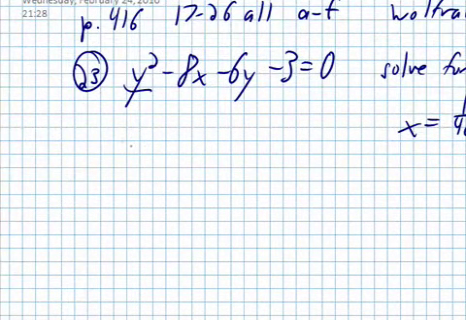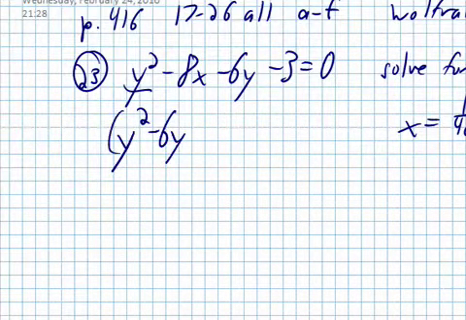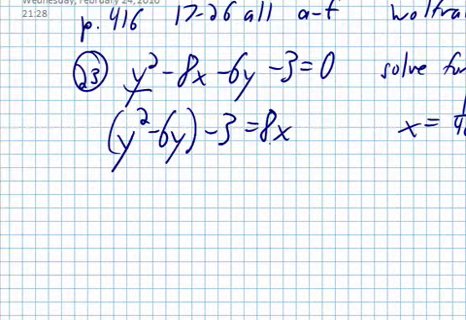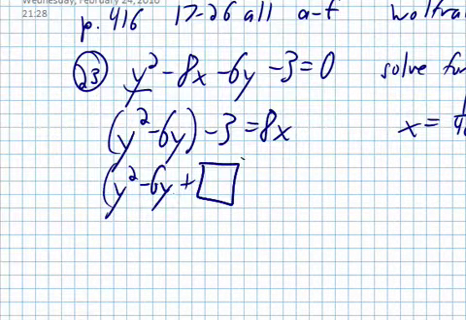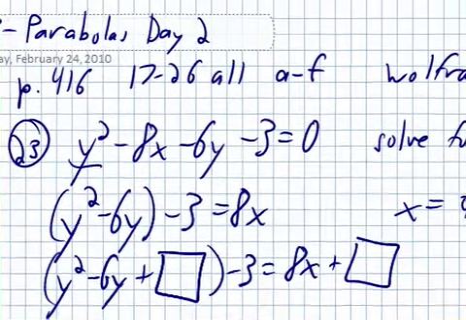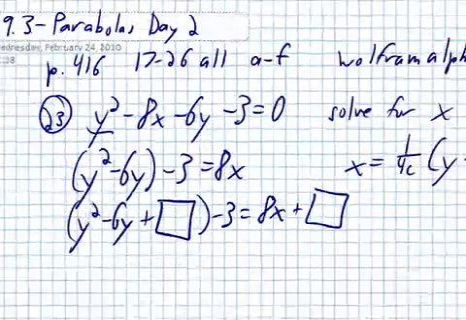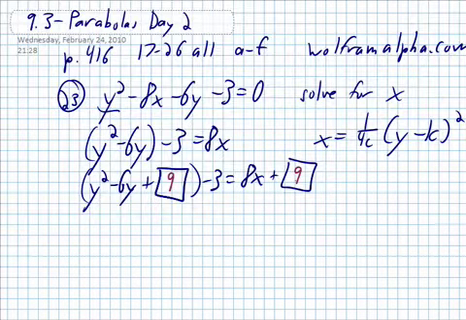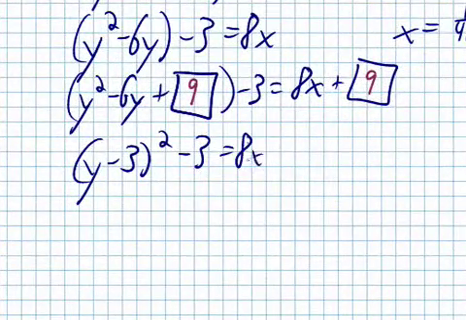Well, let's get the y's by themselves. We want to group the y's into y squared minus 6y. Still have the negative 3 there. We're going to move the 8x over to the other side for now. Box step: y squared minus 6y plus a box, minus 3, equals 8x plus a box. I did this so I could put the boxes on opposite sides. We look at what goes inside the box. Half of negative 6 squared is 9. You get y minus 3 squared minus 3 equals 8x plus 9.